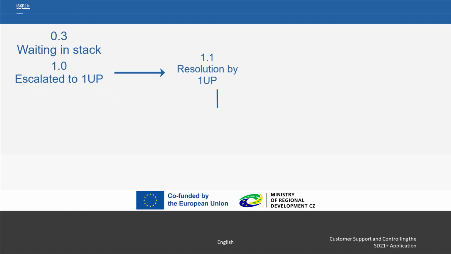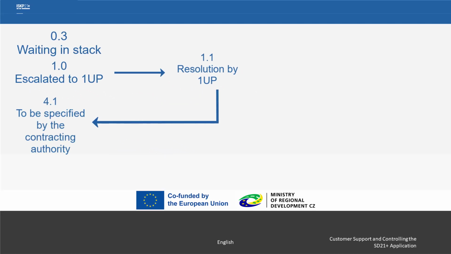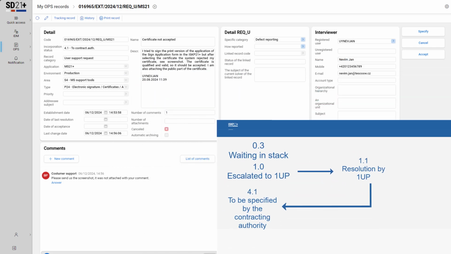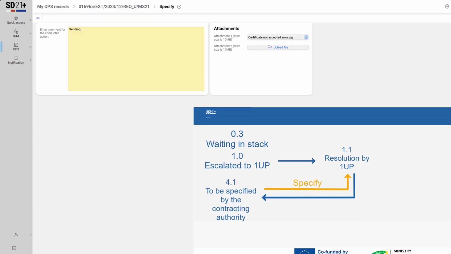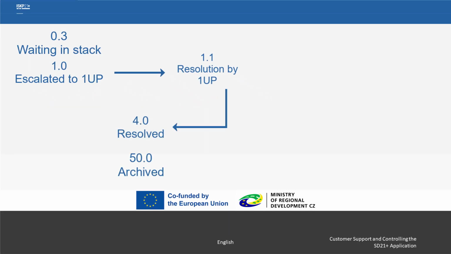The support user can return the request to you with a request for clarification by changing the record status to be specified by the contracting authority. The status change includes a comment requiring additional information necessary for resolving your request. Clarification is to be performed by clicking the Specify button and writing a clarification in the form displayed. The archived status is the final status of your request. If you do not switch your request to this status after it has been resolved or sent for clarification, the record will be archived automatically after 1 month.